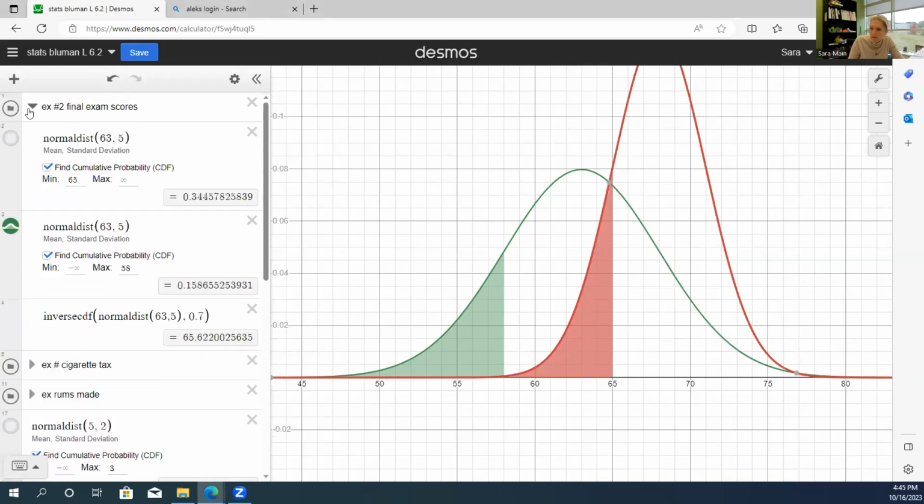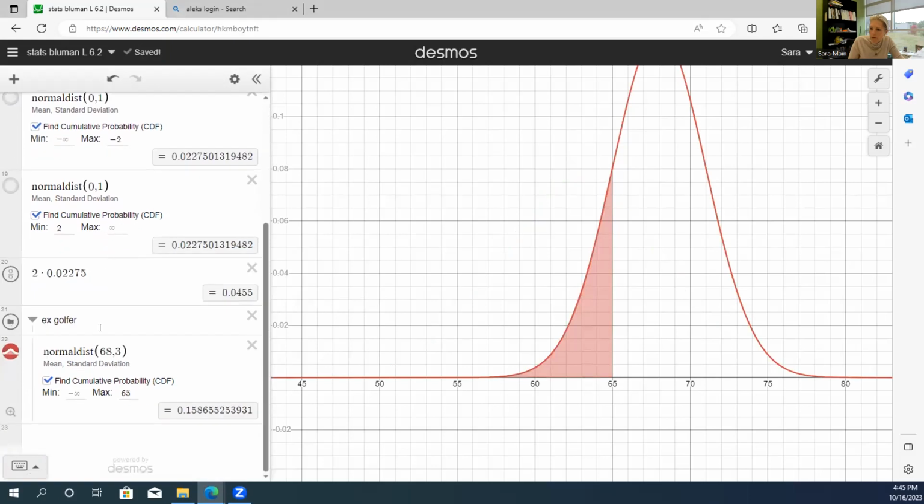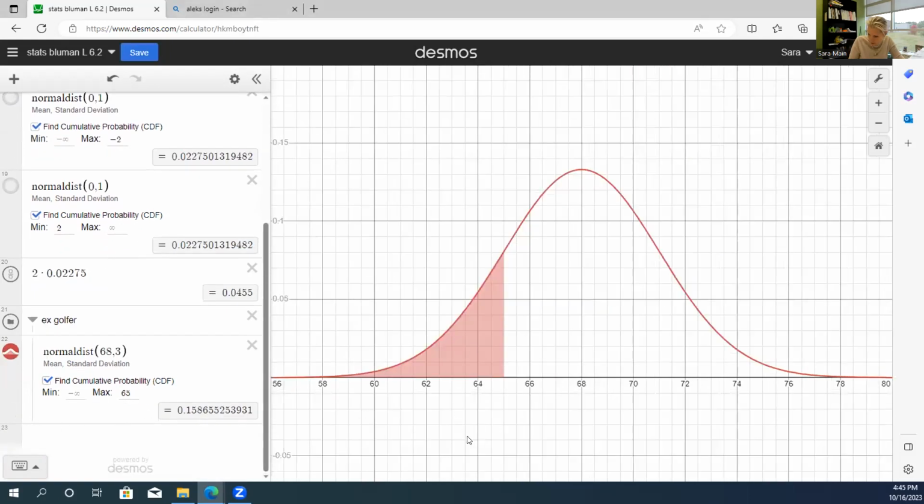Let me turn this other one on here. So there it is. You can see it in my picture. I'm just going to, it's a little bit more centered this way. So it looks like there's a 15.86% likelihood that the golfer, 15.87% likelihood that the golfer scored less than a 65.